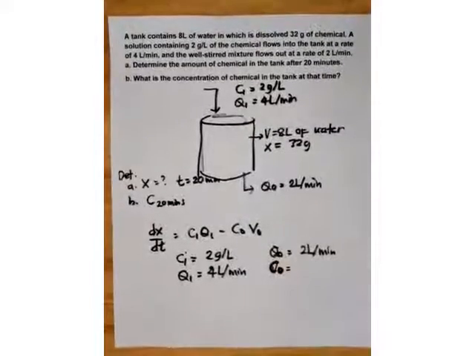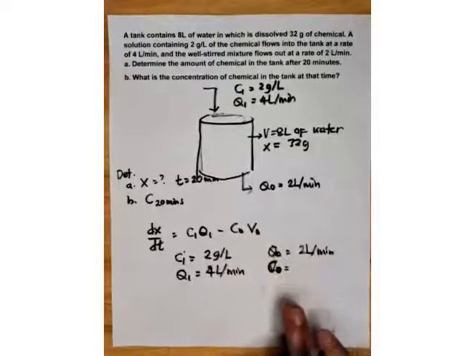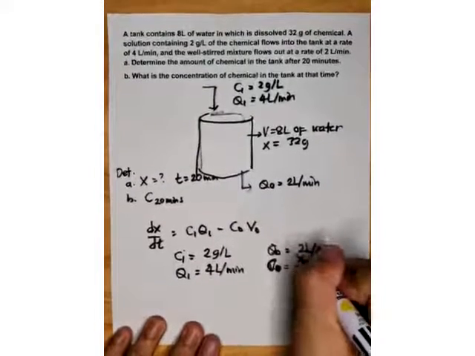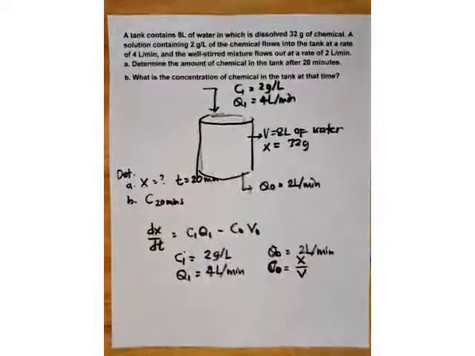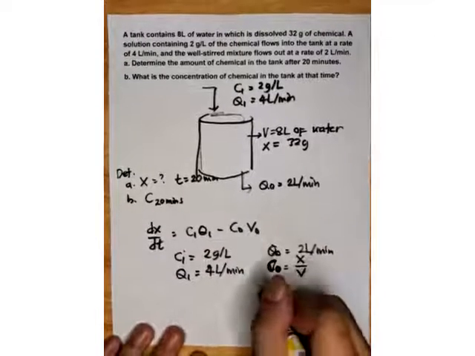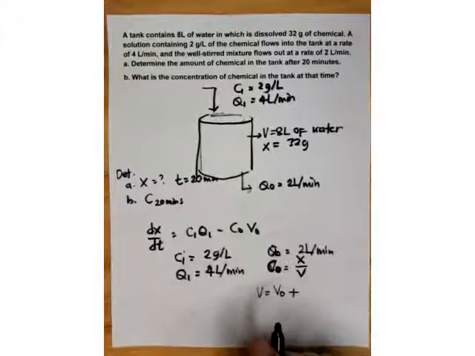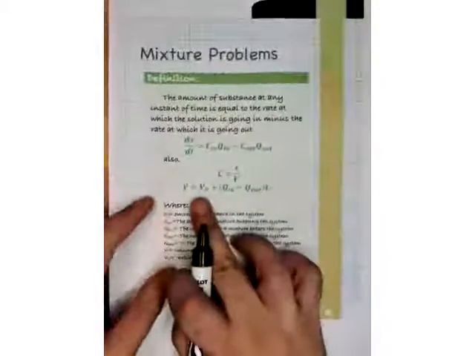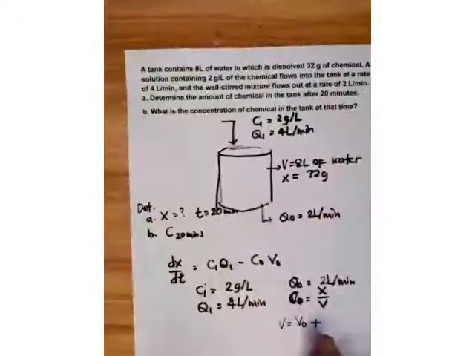Concentration ng lumalabas na liquid doon sa tank natin. So, C sub O natin will be X over V. Syempre, kung ano yung amount ng substance nung nasa loob at saka yung volume niya, yun yung ating magiging concentration. Okay? But V is equal to V sub O plus, asan yung lecture natin? So, based ito sa formula natin, V is equal to V sub O plus (QI minus QO) times T. Okay? So, we'll apply that.